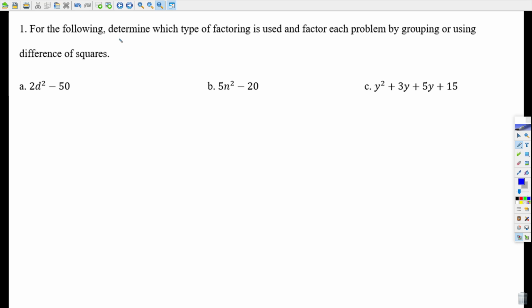All right, that is it for day 4 of doing grouping and difference of squares. So now we have 4 different types of factoring done, and so we can move on and do one more type, I believe, and that will finish up this mid-chapter 6.